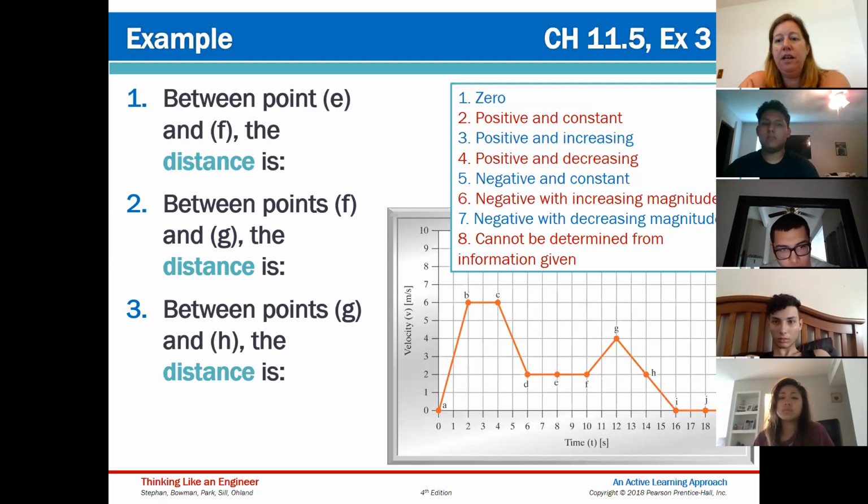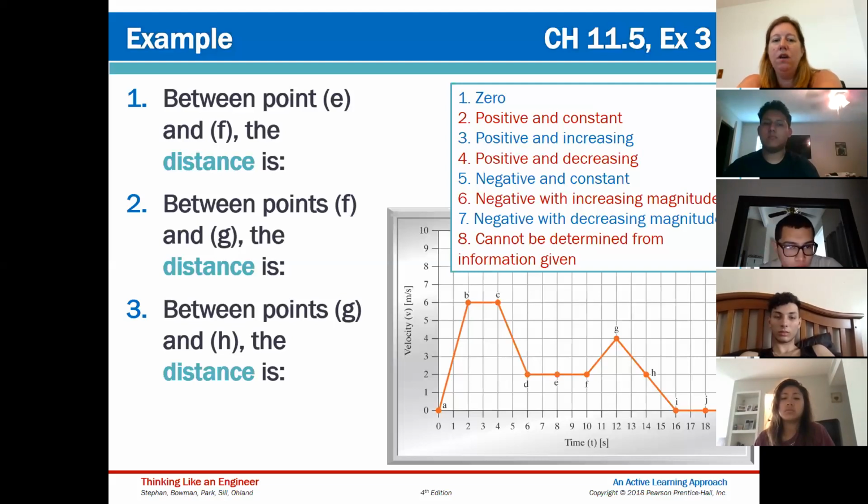But distance is calculated by doing what? Is it the slope of the line or the area under the curve? Area under the curve. So we aren't worried about the slope. While we have a negative slope for this, we are still adding to the distance we've traveled. So we're still positive and we're still increasing, but at a decreasing trend. So understand how your area under the curve changes versus what your slope is telling you.